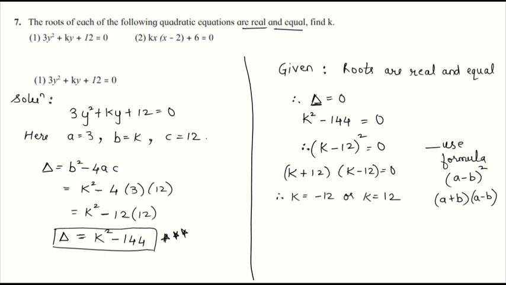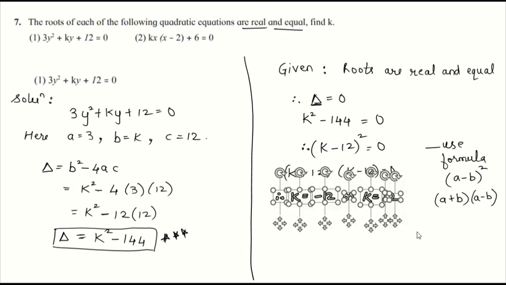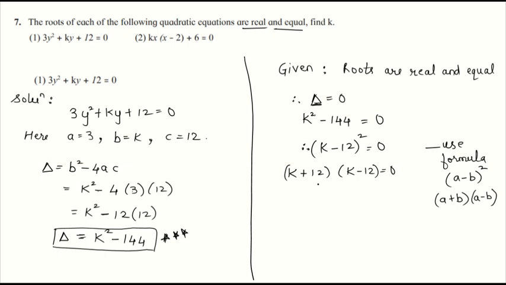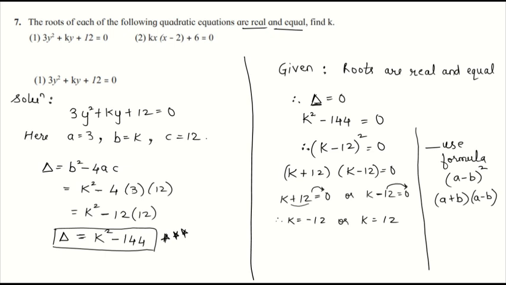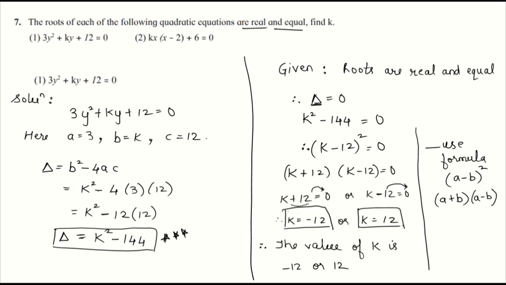Okay, I will explain this part again. This is k plus 12 equal to 0 or k minus 12 is equal to 0. Therefore, k is equal to, this plus 12 will go on the right hand side, it will become minus 12, or k is equal to 12. This minus will come on the right hand side and it will become positive. Therefore, the value of k is minus 12 or 12.